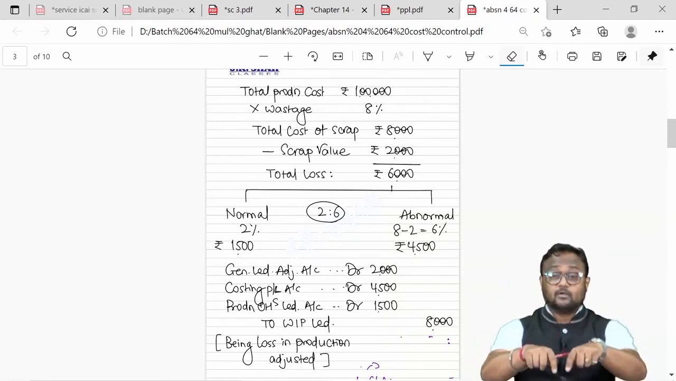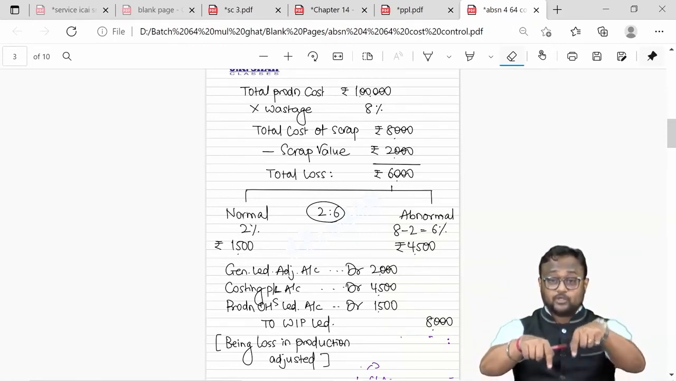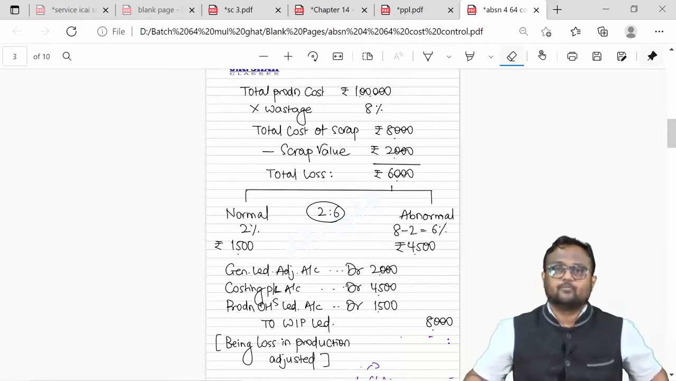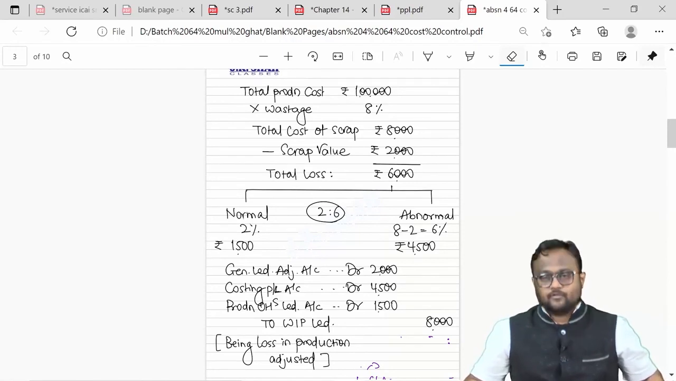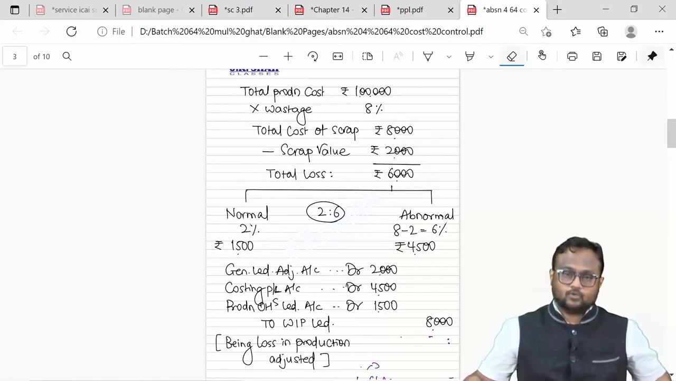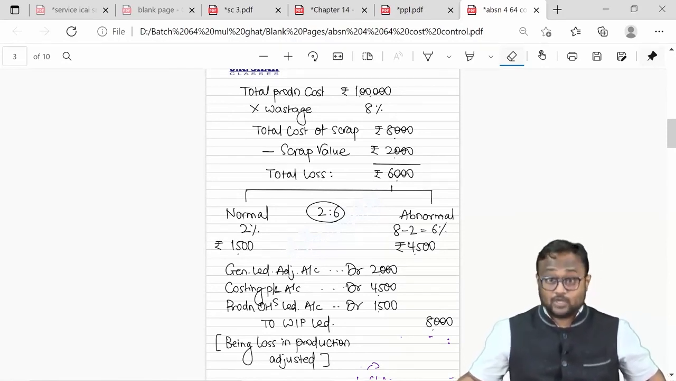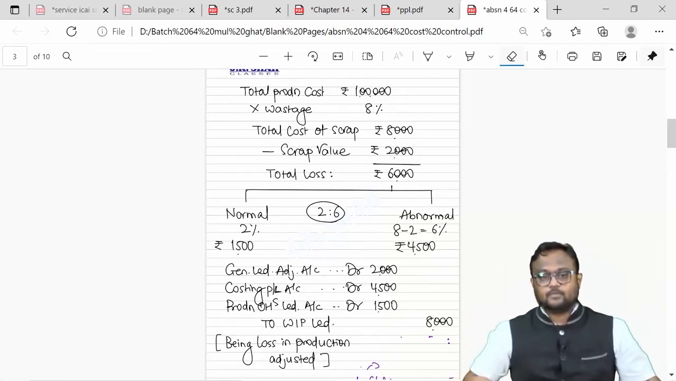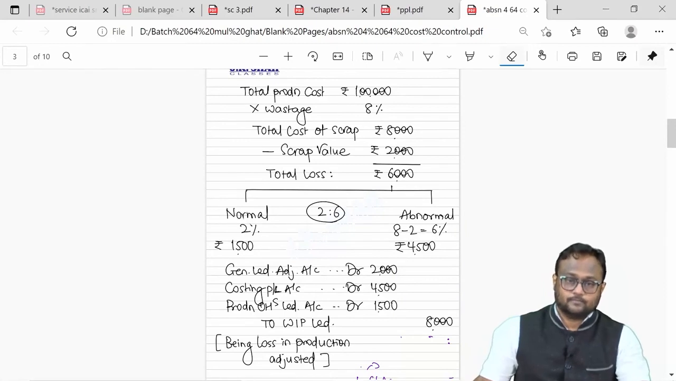Out of that, the actual normal abnormal ratio is 2:6. Okay. So normal will be charged to production overheads. Abnormal will be charged to costing P&L. Entry for receiving 2,000 GLA debit. We can't show cash bank to WIP. WIP balance goes down. So there was an entry to be passed.